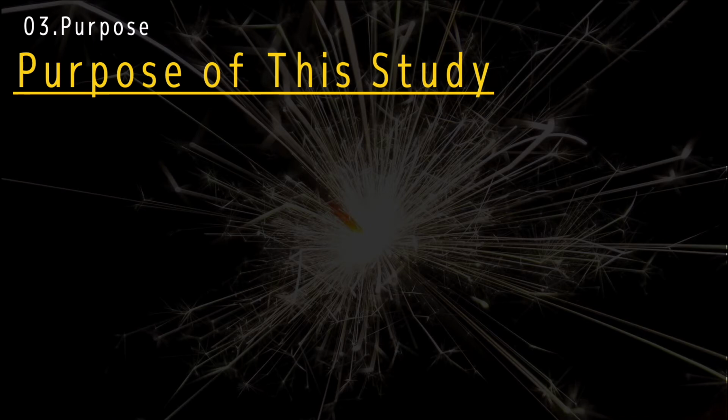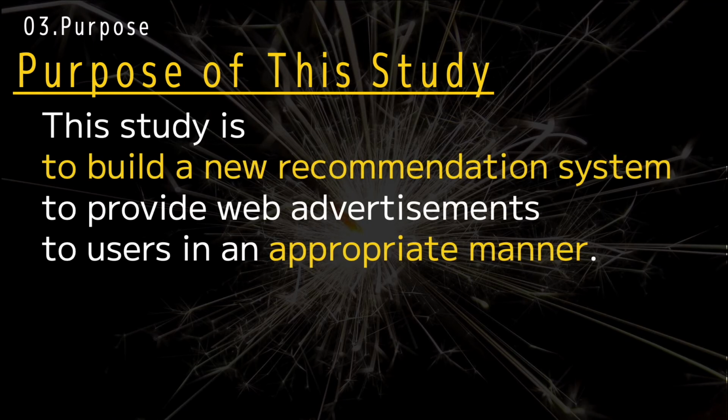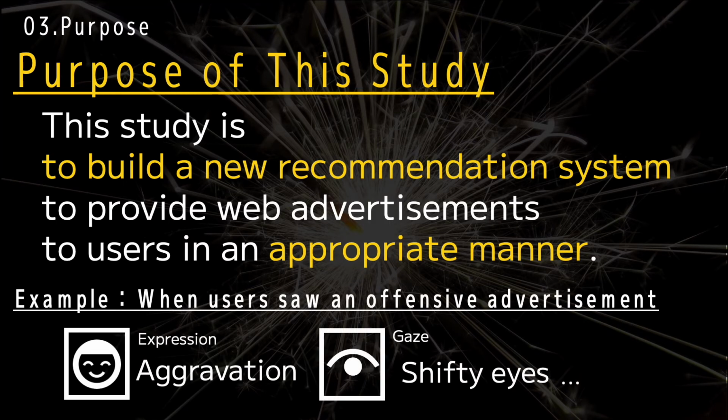The purpose of this study is to build a new recommendation system to provide web advertisements to users in an appropriate manner. Let me give you an example to illustrate. If users saw an offensive advertisement, we thought they would react in the following ways. Their facial expressions would deteriorate, their gazes would become shifty, and so on.